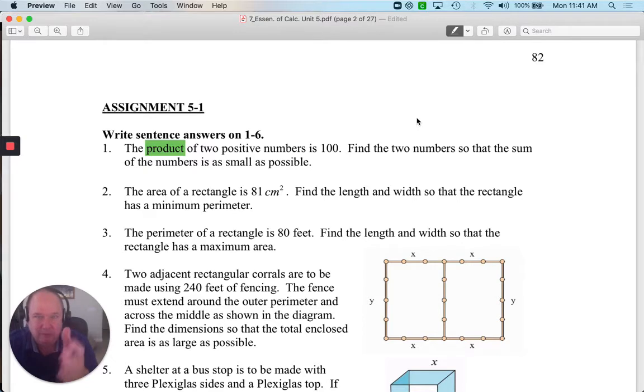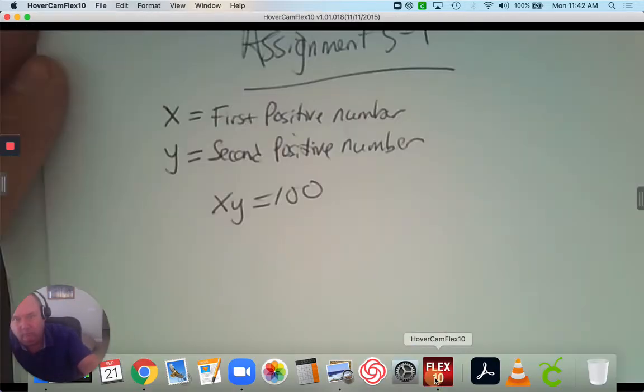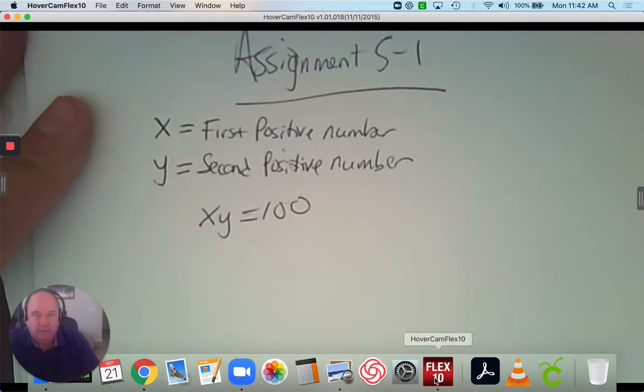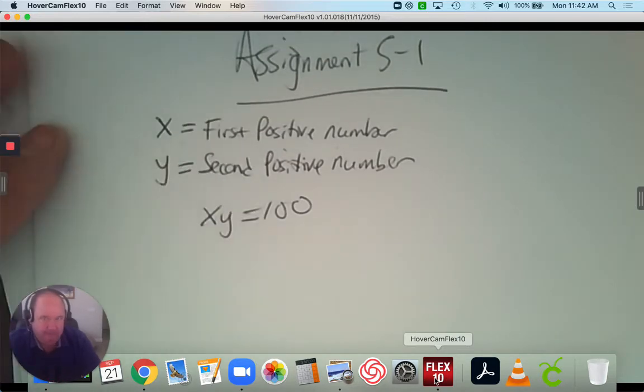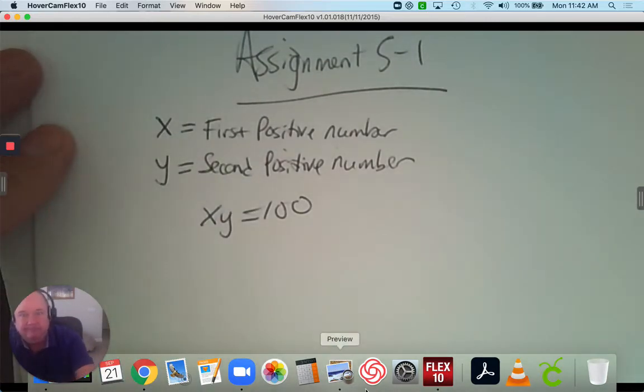The product of two positive numbers is 100. So I'm going to let x be the first positive number and y be the second positive number. And then that sentence, I'm going to write as a math equation. So this is where I started. Of course, you can press pause. Next.